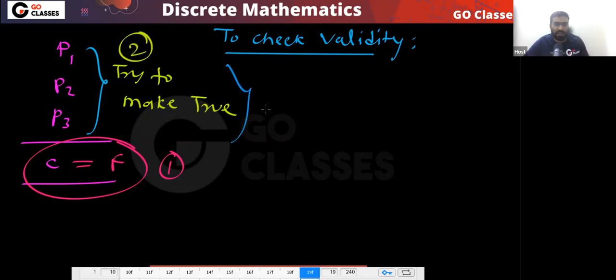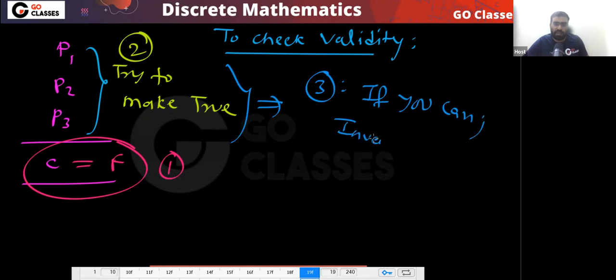Now, step number three. What is step number three? If you can, then invalid. If you can, then I can say your argument is an invalid argument. Very simple. So this is your answer. I hope this point is clear.